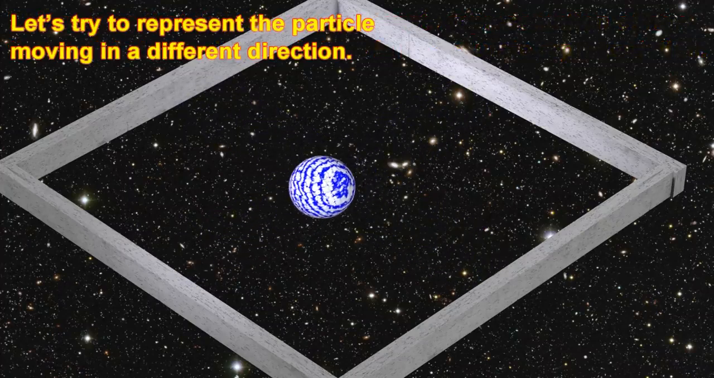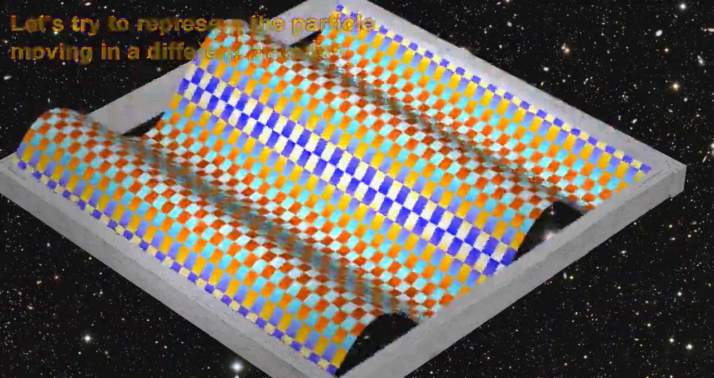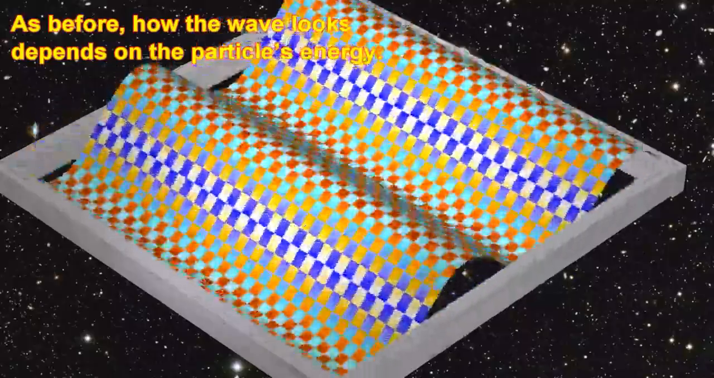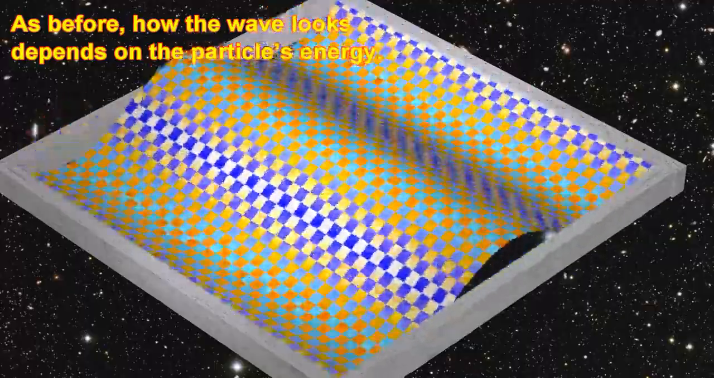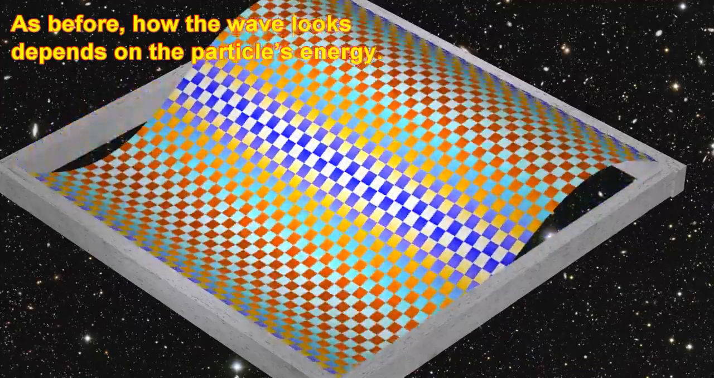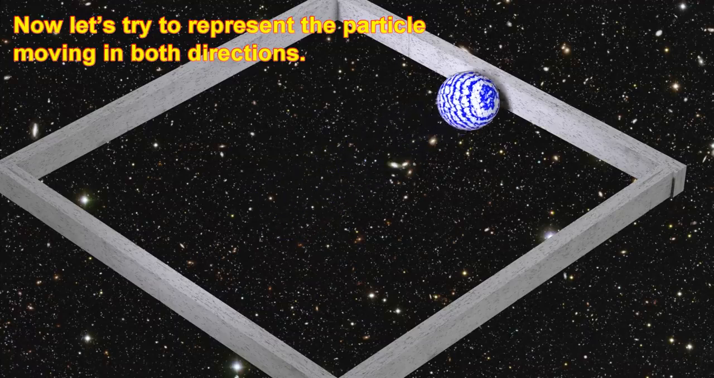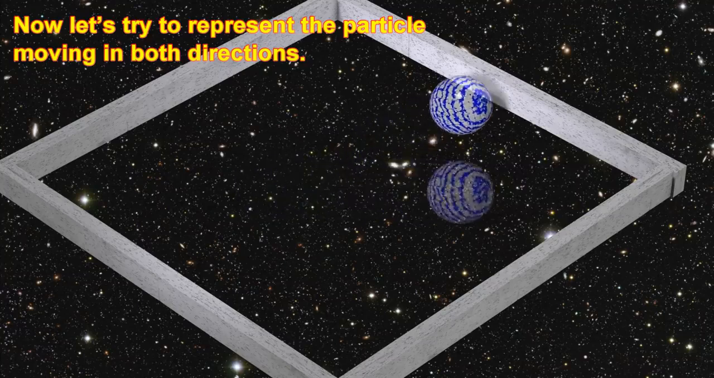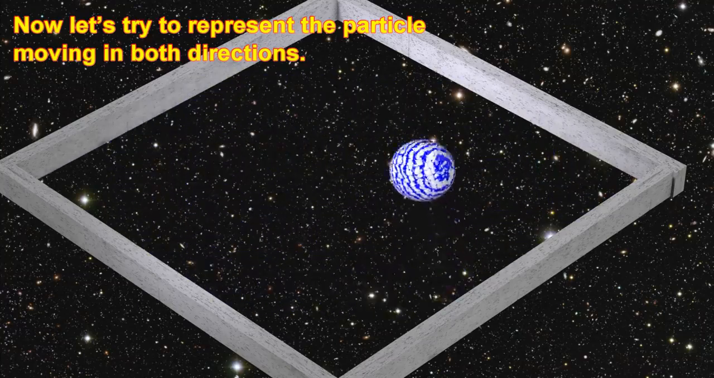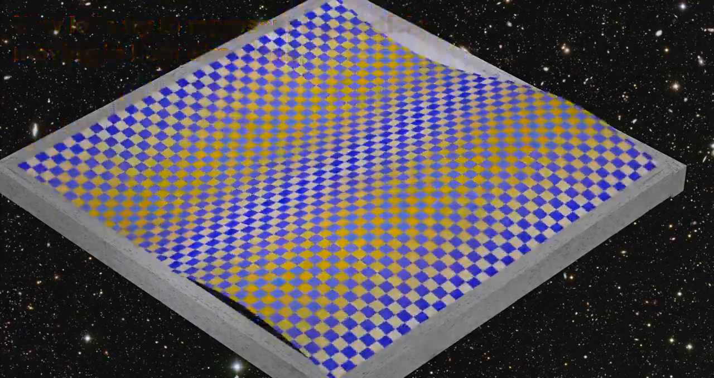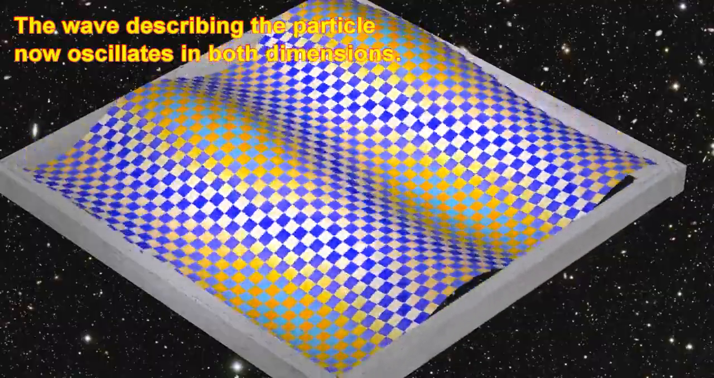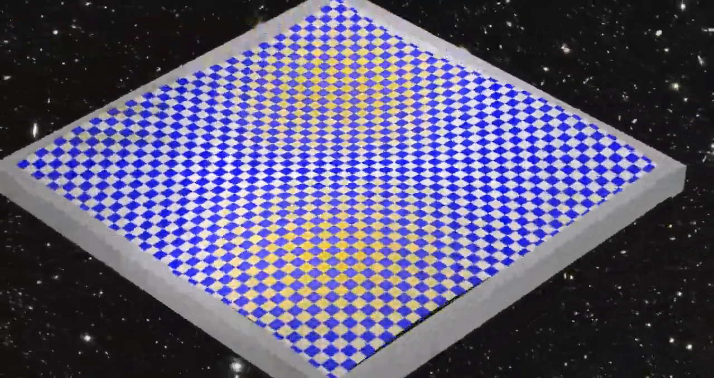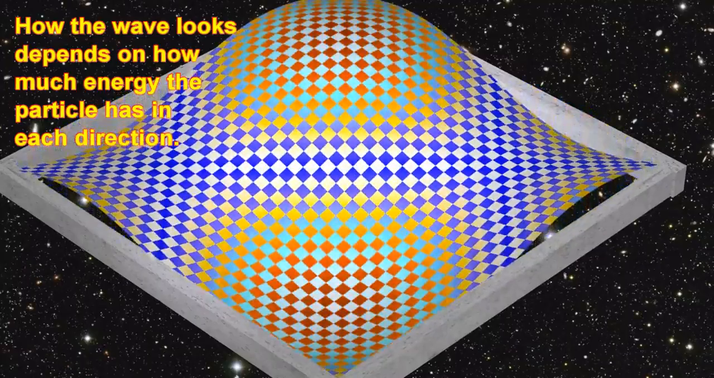Let's try to represent the particle moving in a different direction. As before, how the wave looks depends on the particle's energy. Now let's try to represent the particle moving in both directions. The wave describing the particle now oscillates in both dimensions. How the wave looks depends on how much energy the particle has in each direction.